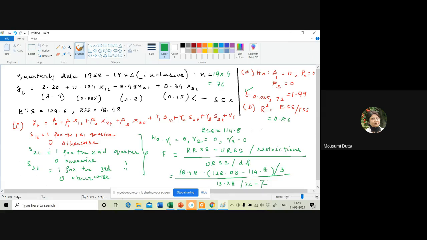So why are you using so much imagination? Look at the equation and count the number of parameters. This is the easiest job. So you need to find out this value. Please find out this value: 18.48 minus 13.28 divided by 3, denominator 13.28 divided by 69. So what you can do, numerator you can multiply by 69 and denominator you can multiply by 3.